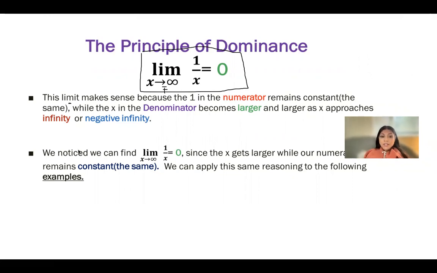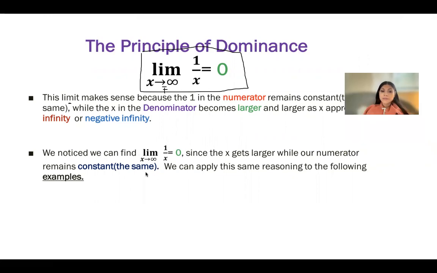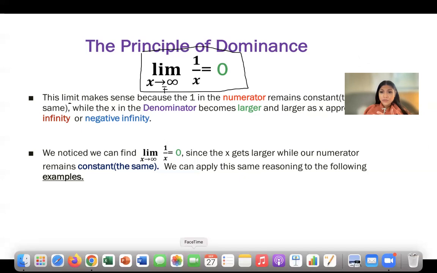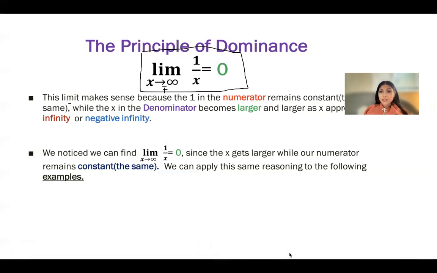So again, we notice we can find this limit since x gets larger where our numerator remains constant, the same. And we could apply this same idea, the principle of dominance, to these examples that y'all are going to write down. Again, please pause the video to get all of this down. You're going to show me your notes in our next class, and it will be for credit.